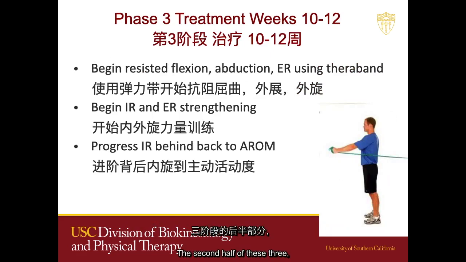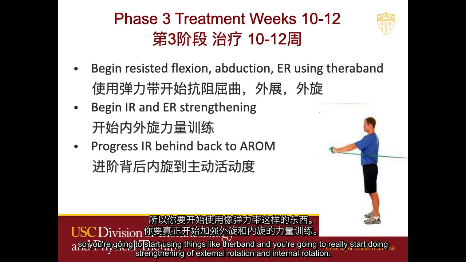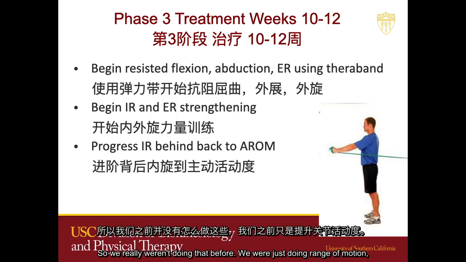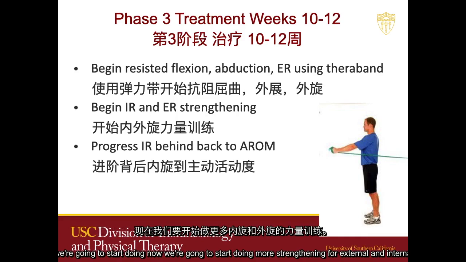In the second half of phase 3, you're going to add more resistance. So you're going to start using things like TheraBand, and you're going to really start doing strengthening of external rotation and internal rotation. We really weren't doing that before. We were just doing range of motion, and now we're going to start doing more strengthening for external and internal rotation.